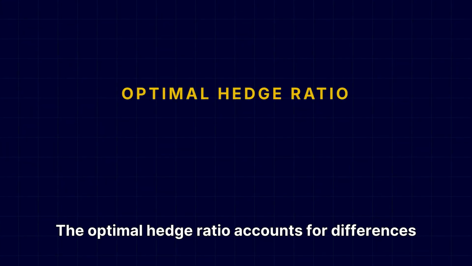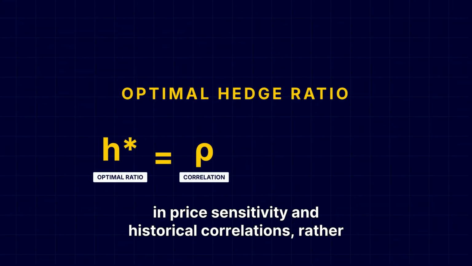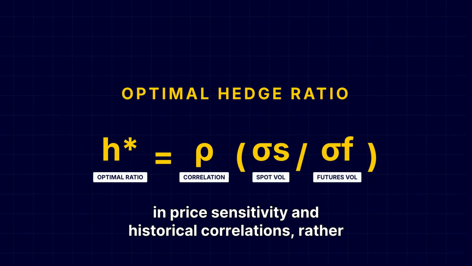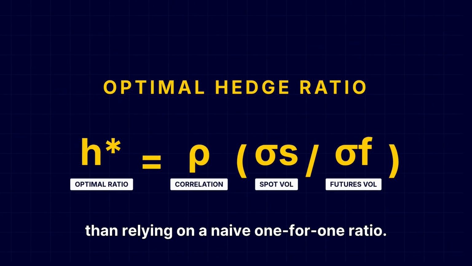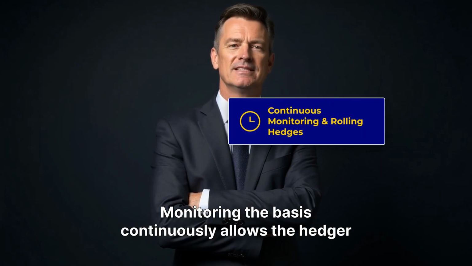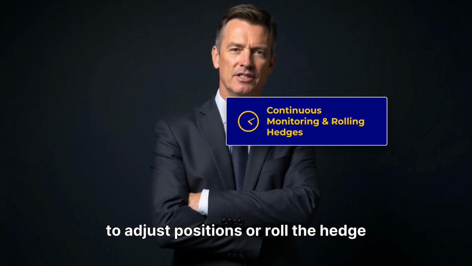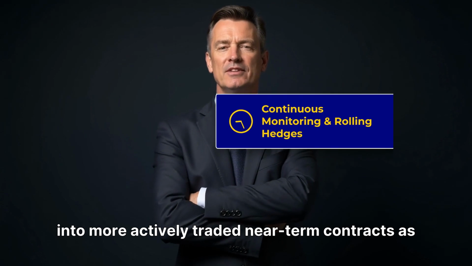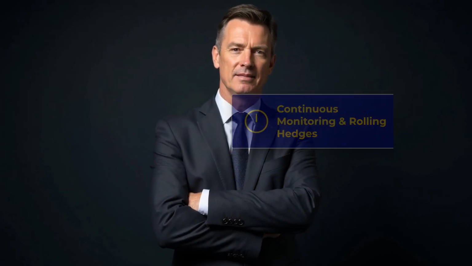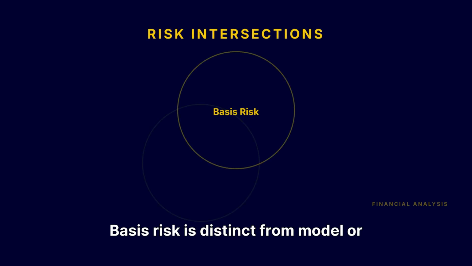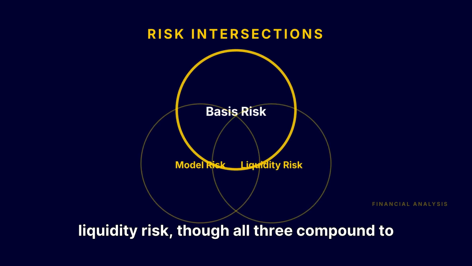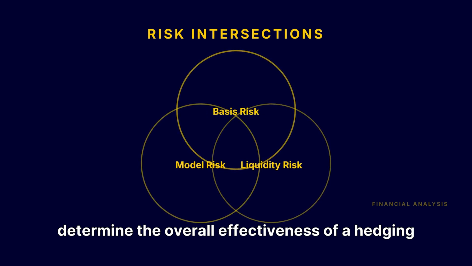The optimal hedge ratio accounts for differences in price sensitivity and historical correlations, rather than relying on a naive one-for-one ratio. Monitoring the basis continuously allows the hedger to adjust positions or roll the hedge into more actively traded near-term contracts as needed. Basis risk is distinct from model or liquidity risk, though all three compound to determine the overall effectiveness of a hedging program.